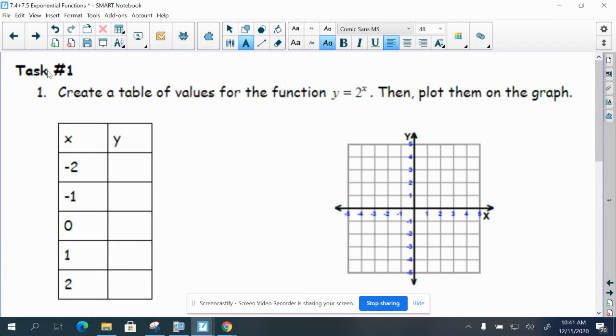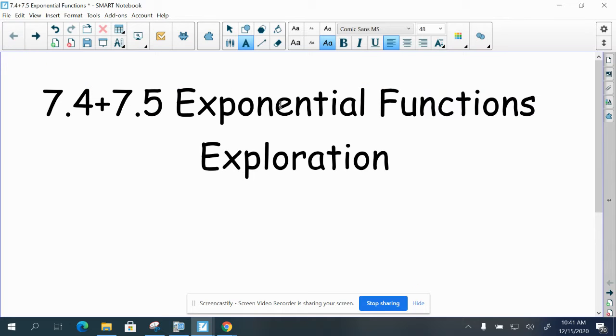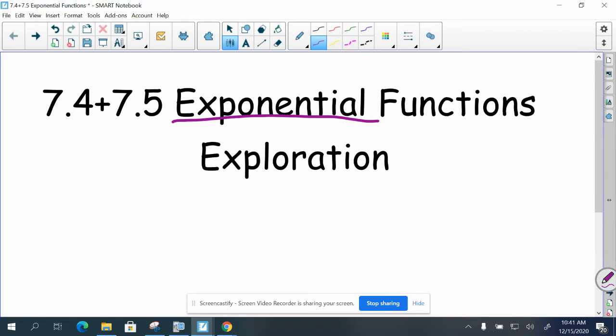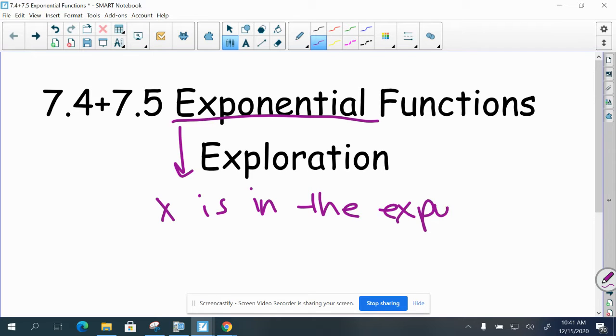The first task that we're going to do is create a table of values for the function y equals 2 to the x. So an exponential function, let me go back to this slide. Exponential means that the x is in the exponent, which is totally new to us.